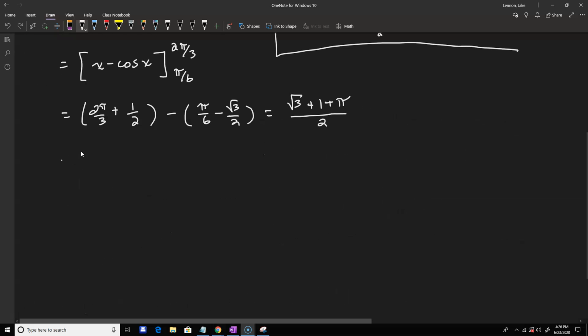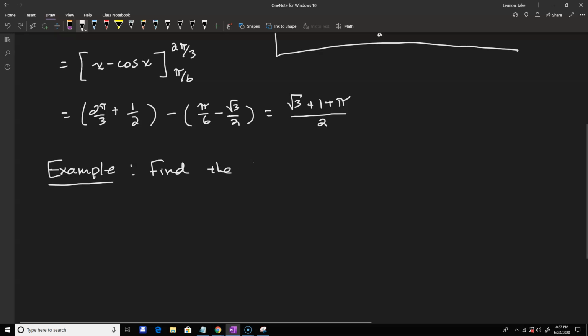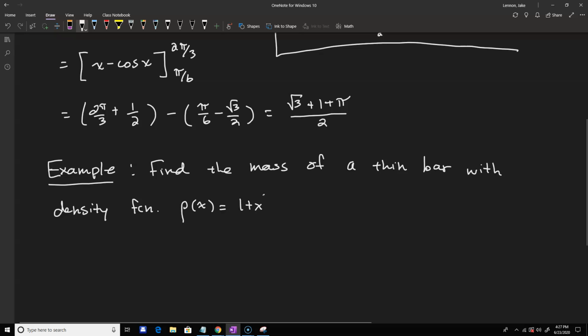Okay, why don't we do another one of those, just a really quick one. So let's say find the mass of a thin bar with density function rho of x is equal to 1 plus x cubed, so just a polynomial example, on 0 less than or equal to x less than or equal to 1.